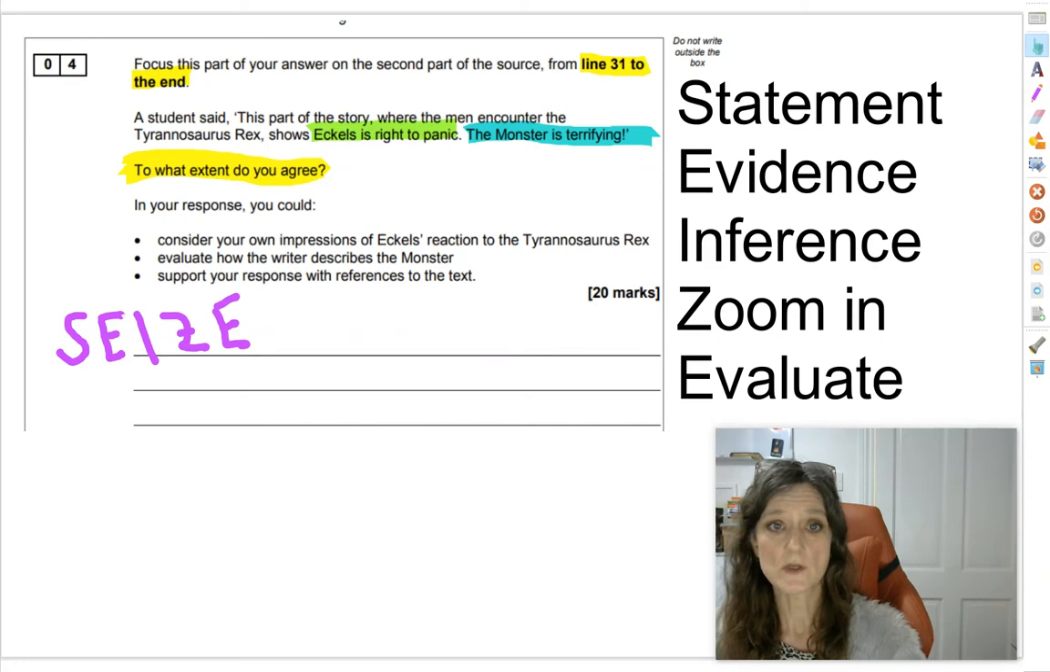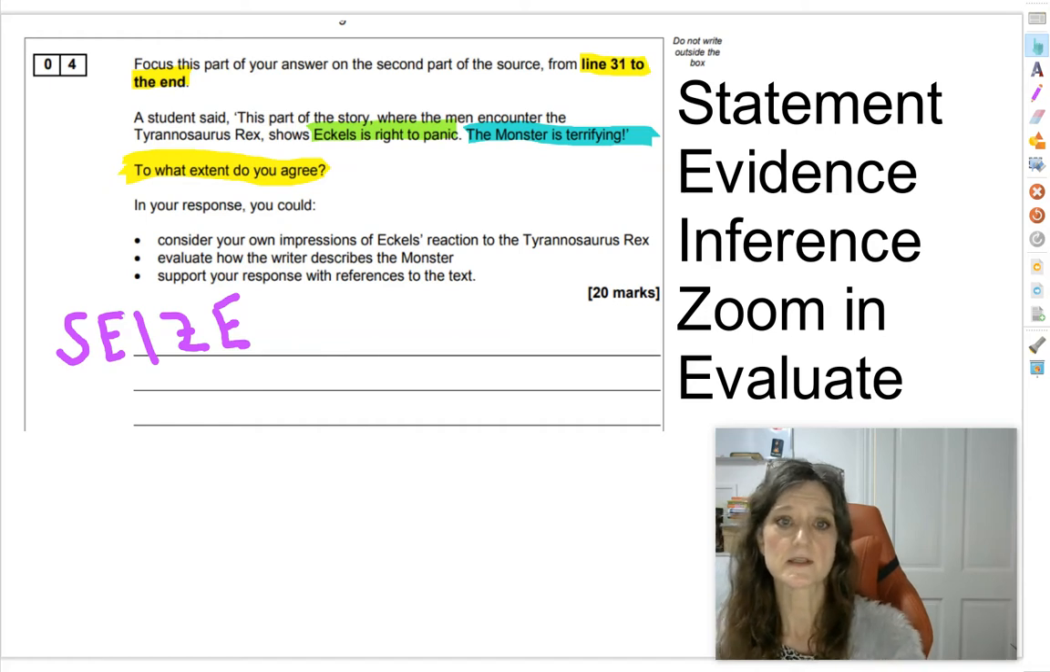So first of all, let's have a look at what question 4 looks like and think about that first. For question 4, it says, focus this part of your answer on the second part of the source from lines 31 to the end. That's particularly important in this paper, and I'll explain why in a second.